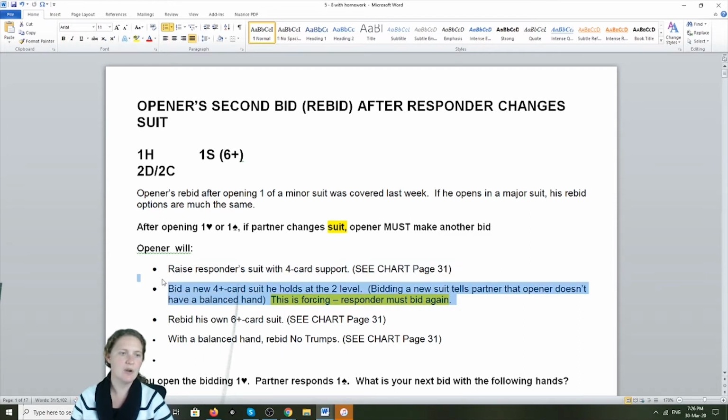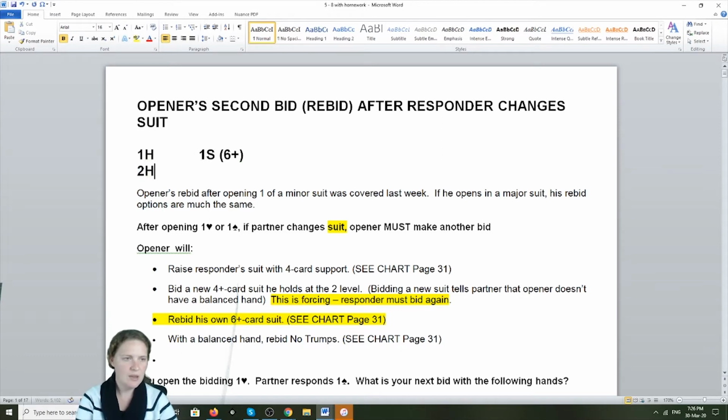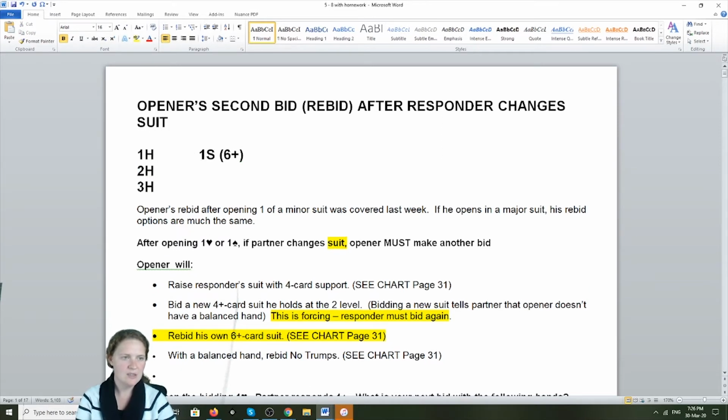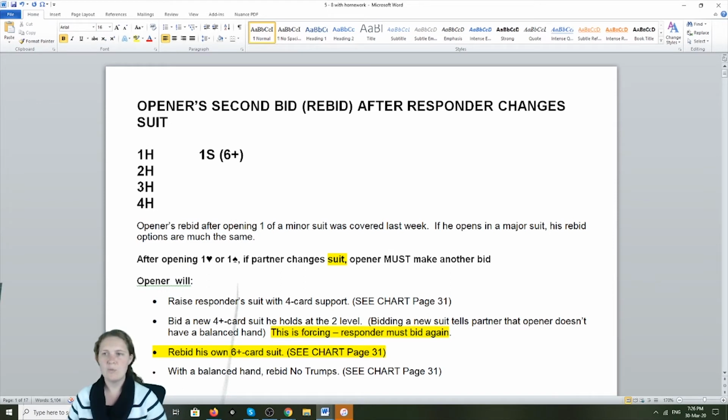Now, the next one that we've got is that our opener could also rebid their own 6 card suit. So this means looking at whether they were going to bid 2 hearts, 3 hearts, or 4 hearts. Rebidding your suit is when you've called it once and you're calling it again. To do this, you should have 6 or more cards in your suit. One rule that I like to have for bridge is if you've already bid a suit once and promised a minimum, if you're going to bid it again, you need to have more of them. So when you bid 1 heart, you said to partner, I've got 5 of them. If you want to bid hearts again, partner heard that you had 5 hearts, so you need to have more. You should have 6 or more.